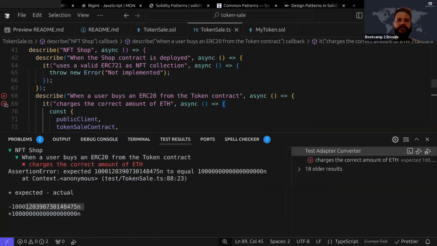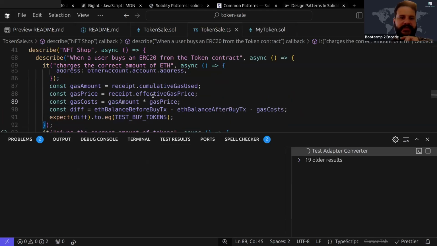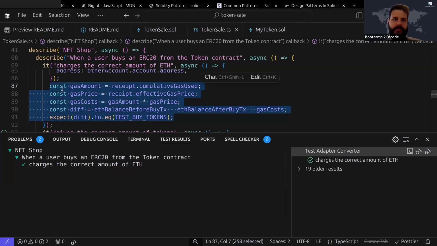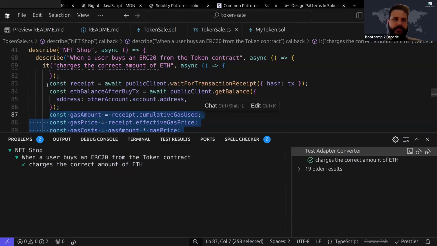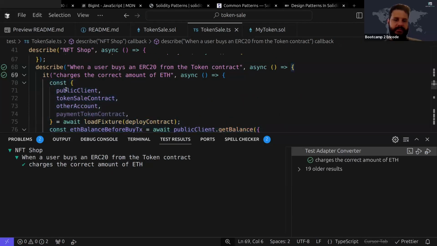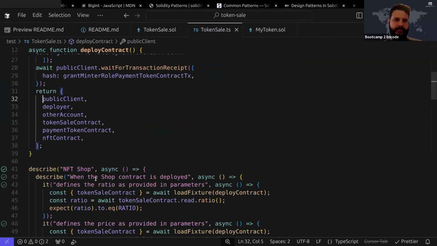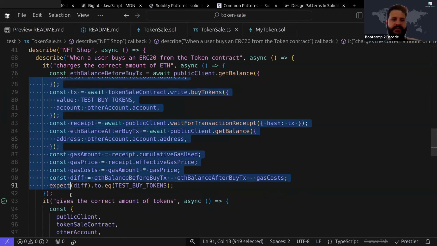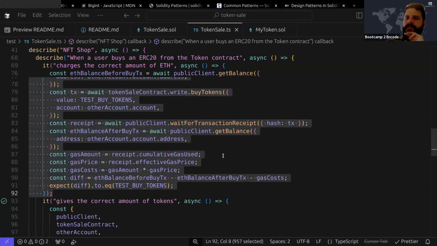So if I account for gas, let me see if I did it correctly. This test should work now. It's passing. Okay. So you would do something like this. We copy the whole test. So this would be the test so that it's charging the correct amount of ETH. Okay.